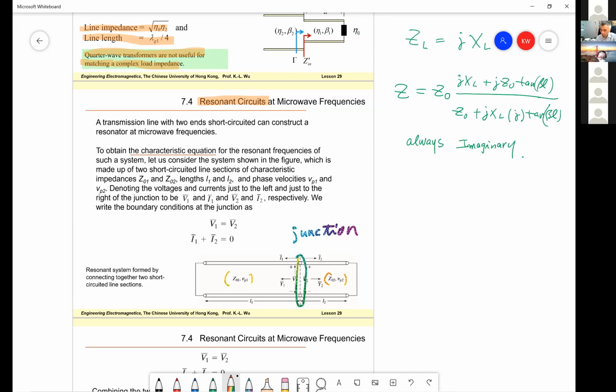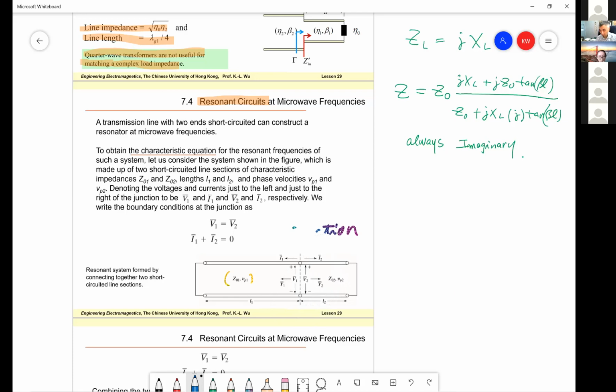Now let's say we have a junction at this point. Then we measure the voltage. One is the voltage on transmission line 1, I measure the voltage here. And also, if I look toward the right, I measure this. I have two voltages, one on each side of the junction.